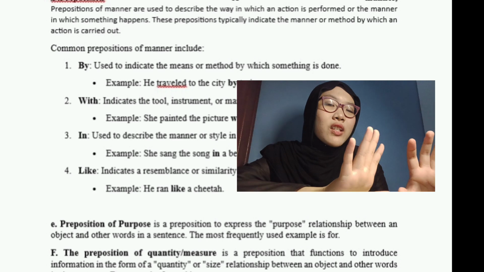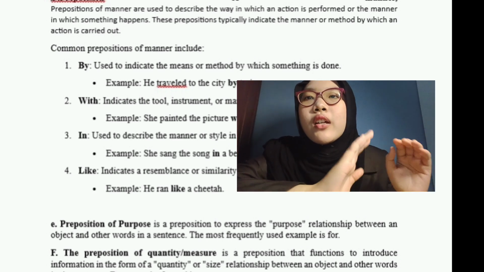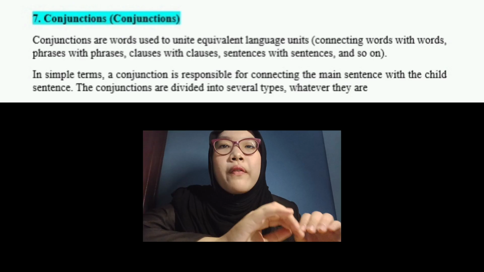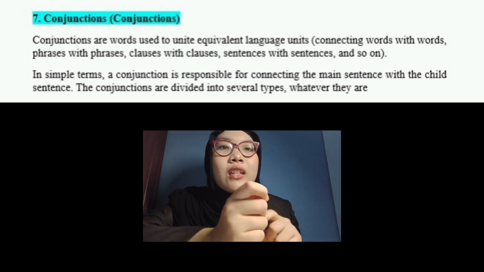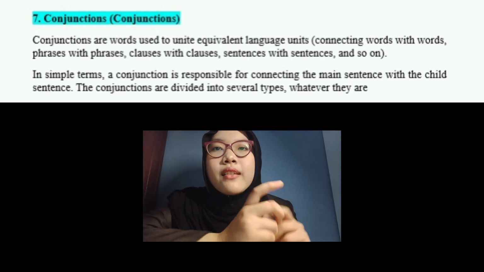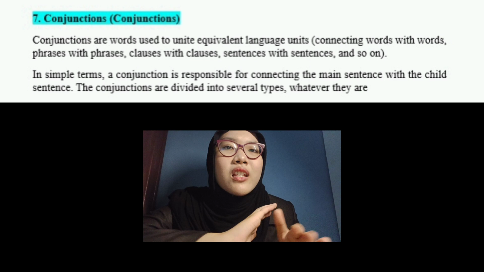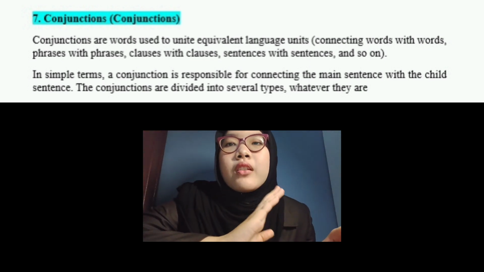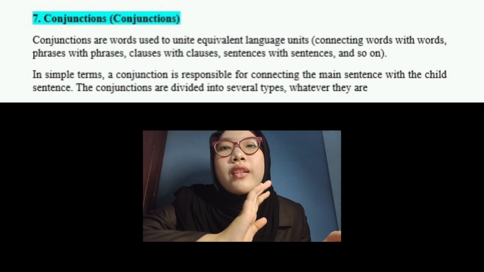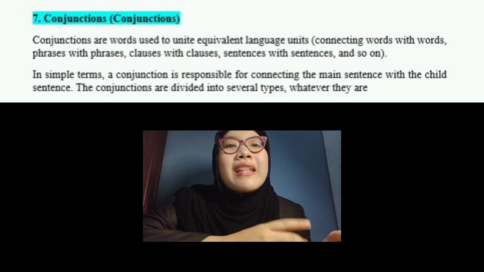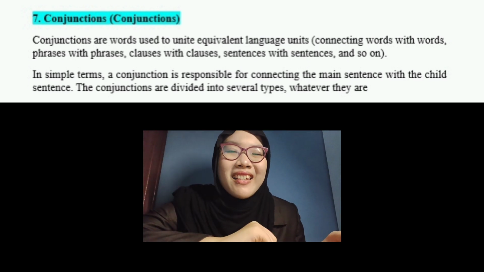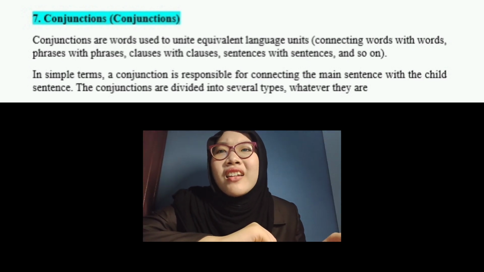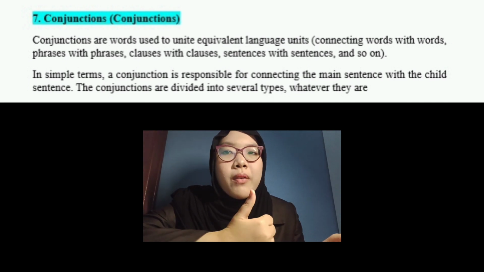The next one, ladies and gentlemen, is conjunction. Conjunctions are words that are used to connect equivalent language units: words with words, phrases with phrases, clauses with clauses, sentences with sentences, and so on. In simple terms, the conjunction has the responsibility to connect the main sentence with the child sentence. I don't know what it's called, child sentence. Conjunctions are divided into several types, whether they are conjunctions based on function.